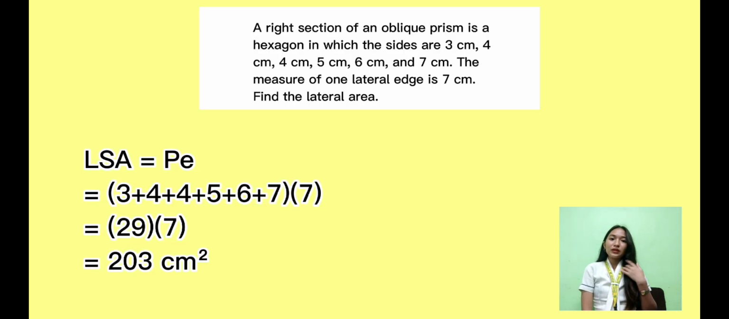So look at the formula. LSA is equal to P times E. So our P will be equal to 29, since the sum of these 6 sides is 29. And our E is 7, so what we have to do is just multiply 29 times 7, so it will be equal to 203. And we will use centimeters squared since we are getting the area, so the final answer will be 203 centimeters squared.